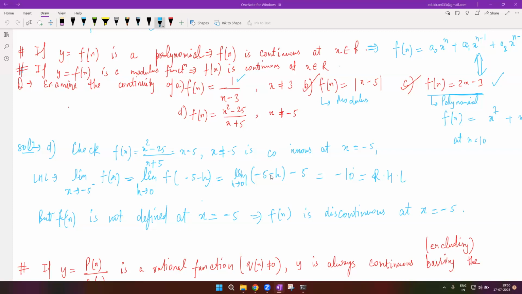But it is not because of LHL and RHL; it is discontinuous because we cannot define the value at x is equal to -5. All the three things must be equal, right? LHL, RHL, as well as the value of the function at the given point.